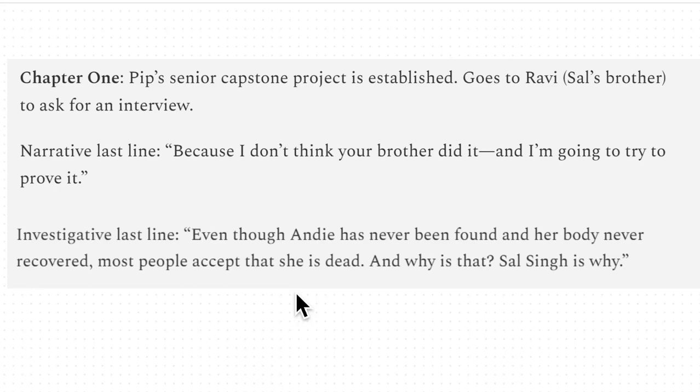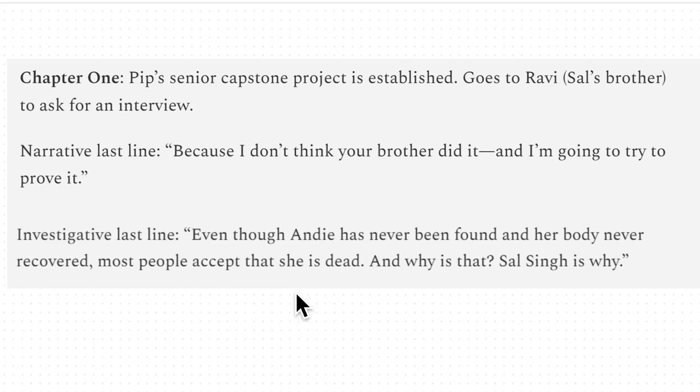At the start of the chapter, Pippa wants an interview with Ravi, and that's her sub-goal or her scene goal in her larger story objective, which is proving Sal's innocence. I think it's really, really interesting how the last line of that first chapter establishes her desire, her goal. And we're going to see that throughout this analysis. And it's a really strong way to start off that narrative drive.